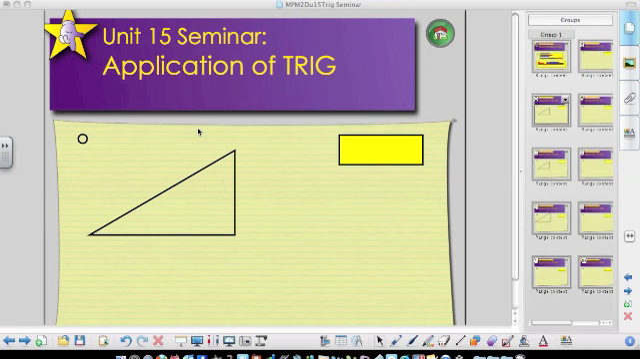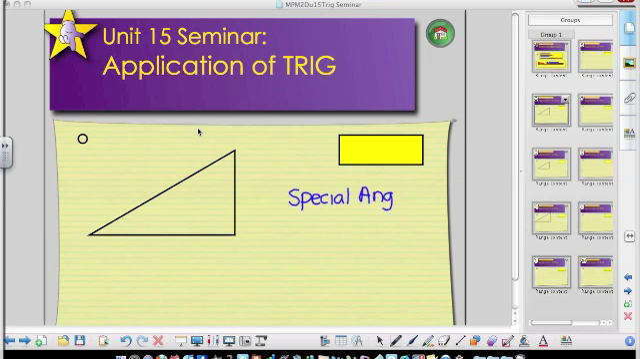The first part of the Unit 15 guide deals with the special angles. So the special triangles or the special angles that you are going to have to memorize how to draw each of these triangles. That's going to be for the 45-degree triangle, the 30-degree triangle, and the 60-degree triangle.